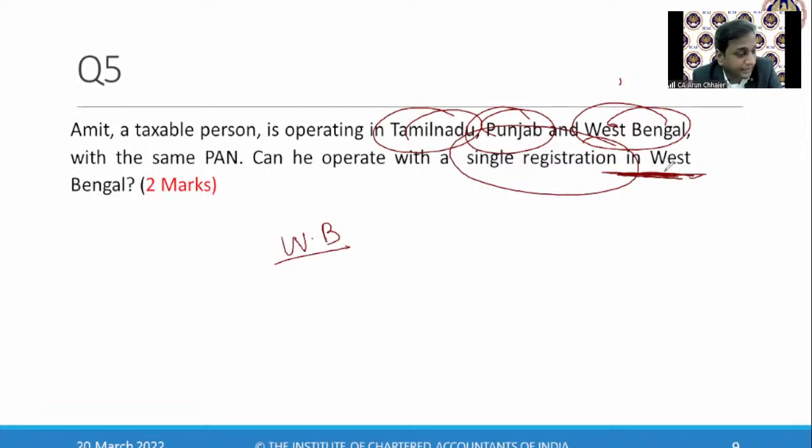Question is not the PAN. Question is the GST number. Can PAN number would remain same? Suppose I am doing the business in Tamil Nadu, in Punjab, in West Bengal. Do you think my PAN number would change in every state? Answer would be no. My PAN number would remain same. Only point.